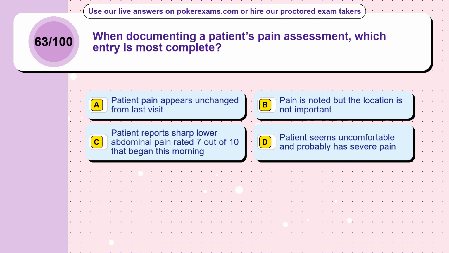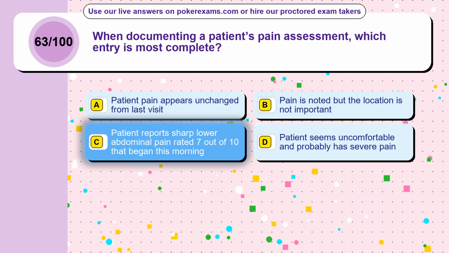Question 63. When documenting a patient's pain assessment, which entry is most complete? Option A, patient pain appears unchanged from last visit. Option B, pain is noted but the location is not important. Option C, patient reports sharp lower abdominal pain rated 7 out of 10 that began this morning. Option D, patient seems uncomfortable and probably has severe pain.